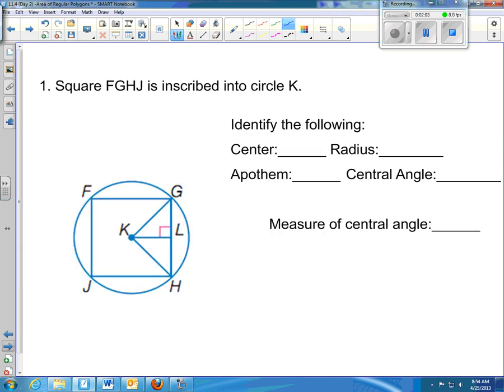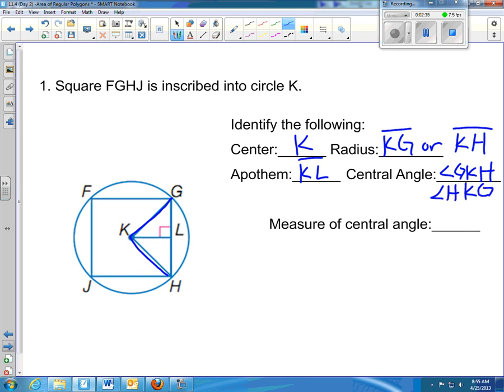All right, so let's just go ahead and label some different things here. The center is our point K. Radius, we have a couple here. We have KG or we have KH. KL is not a radius, because it does not go to the edge of the circle. KL is actually our apothem because it's the perpendicular one. And central angle, remember angles need 3 letters. Our central angle is here. So G, K, H, or we could label it the other way, H, K, G.